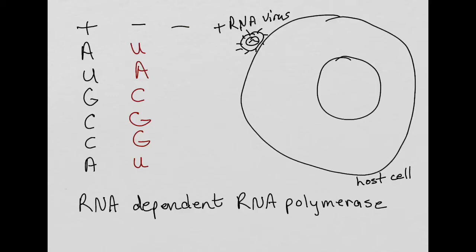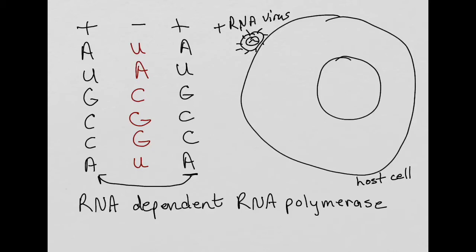can then be made into a positive strand: U to A, U to A, C to G, G to C, G to C, U to A. So this strand then is the same as this. You have replicated your RNA to make the new viruses. You have to have a negative strand made before you can make your positive strands.